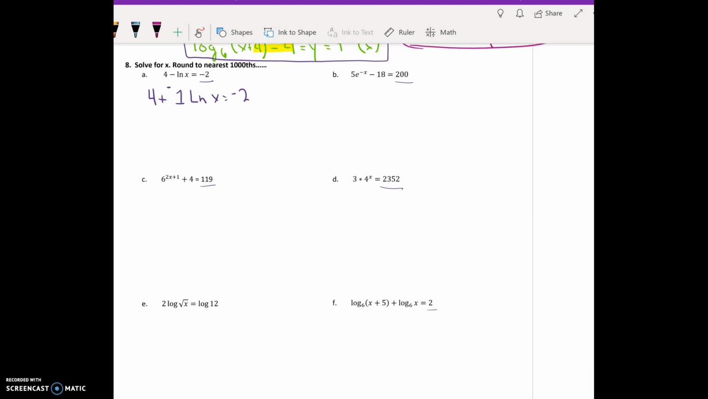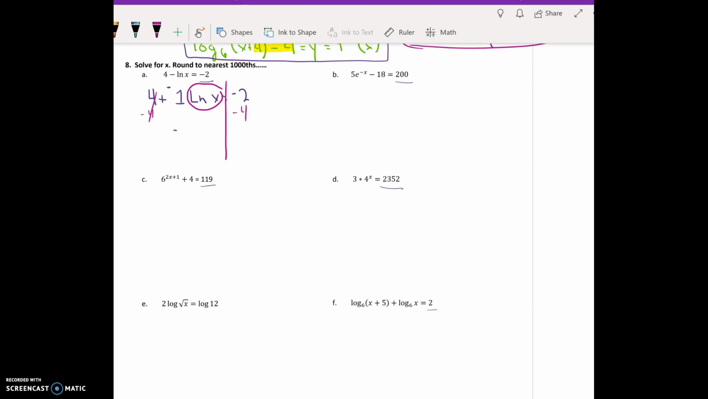And the next thing I'm going to do, just like I did in the inverses, is circle just the log. So this part is the log. Everything else I will have to move to the other side. And so I'm going to start. The first thing I'm going to do is subtract 4.